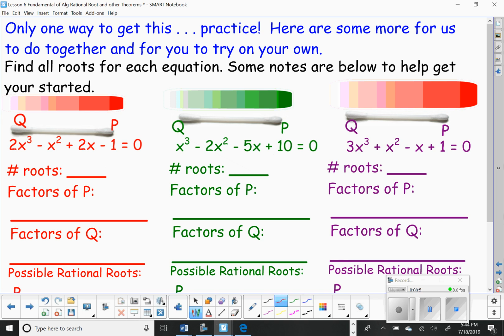Now, usually when I'm listing these out, by the way, I put factors of P and then I list the factors of Q. This way I already have P over Q. Q-tip. Here, I've got 2x cubed minus x squared plus 2x minus 1. The number of roots is 3. The factors of P. Here's P, plus or minus 1. The factors of Q, plus or minus 1, plus or minus 2.